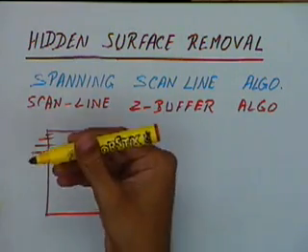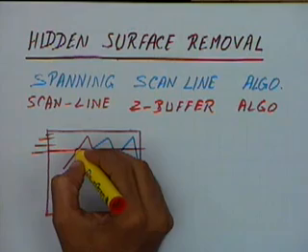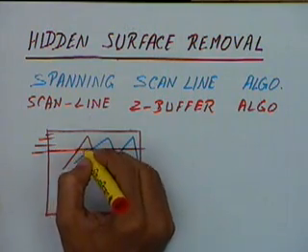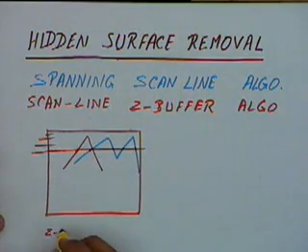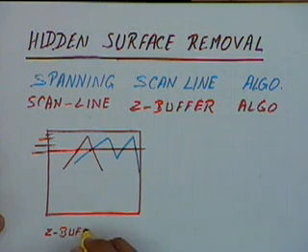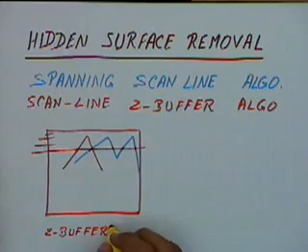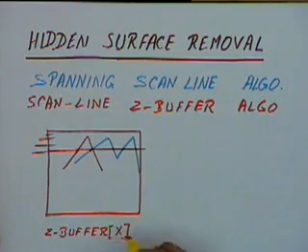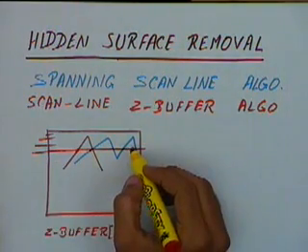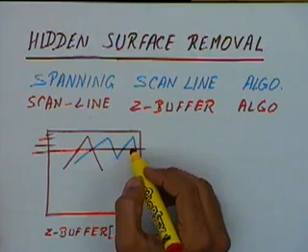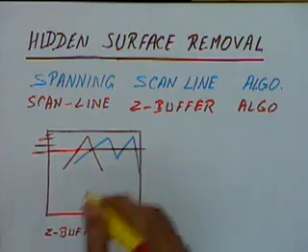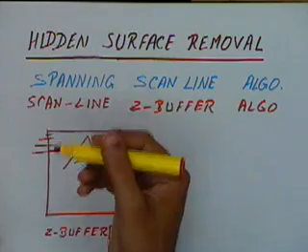closest polygon to the eye, and for deciding the closest polygon to the eye at each pixel we are maintaining a Z buffer, and the size of the Z buffer we said would be proportional to the x direction resolution of the screen. That means for each pixel we will be maintaining the current closest polygon to the eye.